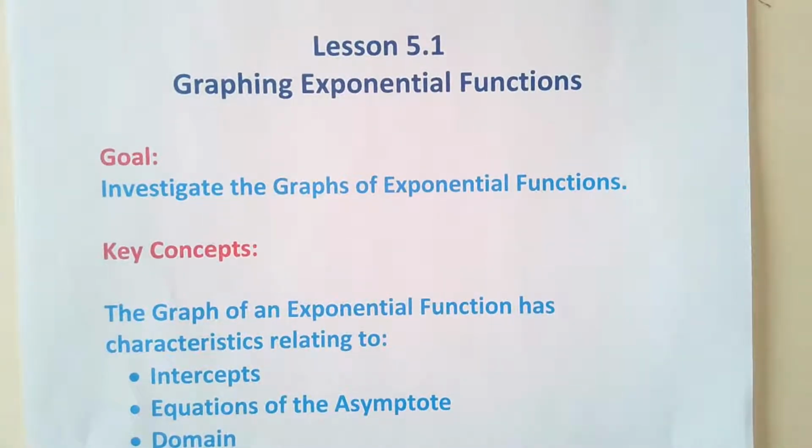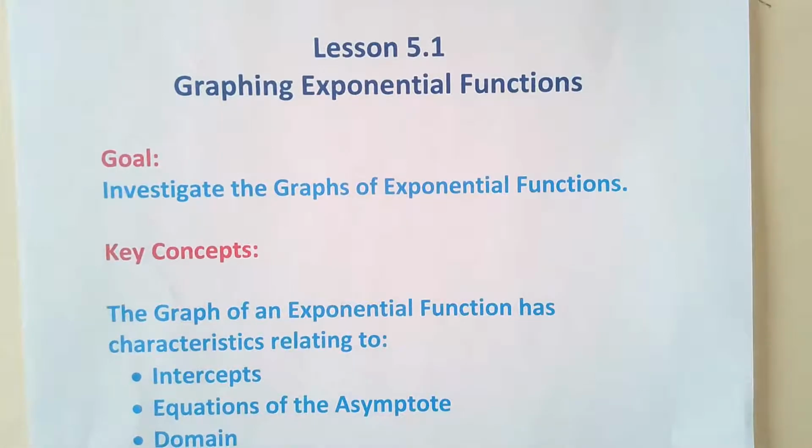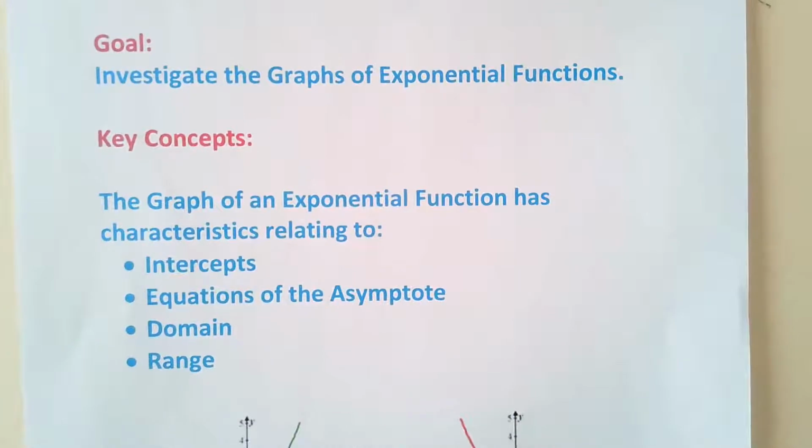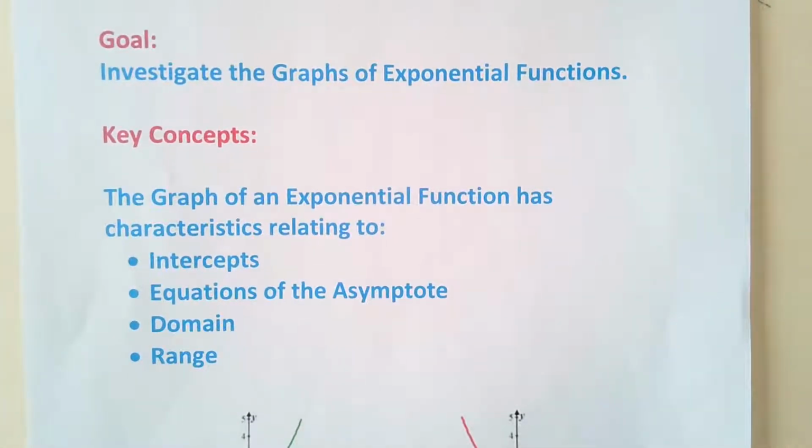We will begin lesson 5.1, graphing exponential functions. The key concepts of exponential functions. The graph of an exponential function has characteristics relating to the intercepts, and we will find out that there is a specific intersecting point that's critical for exponential functions. Also, there is an asymptote, and the domain and range. There are specific characteristics, the domain and range.